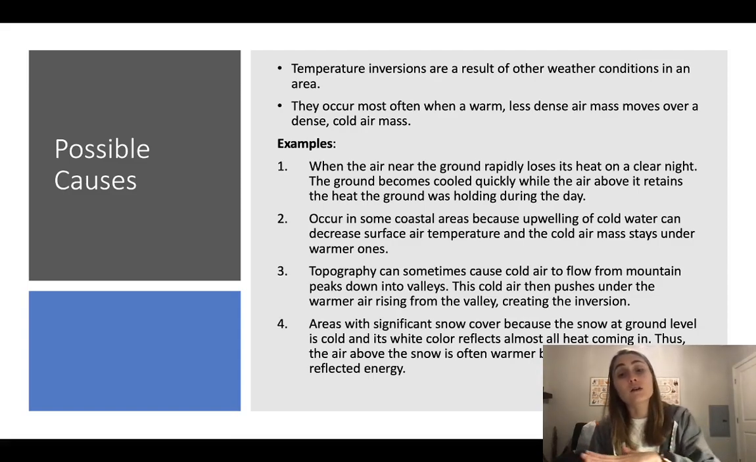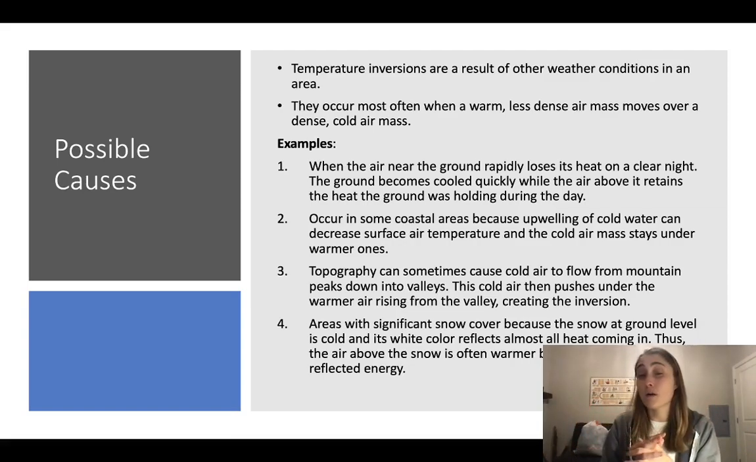And if we have a big onshore breeze, that onshore breeze can come up. It can chill the air closest to the surface, but leave very warm air above it. That's going to leave that inversion layer happening.